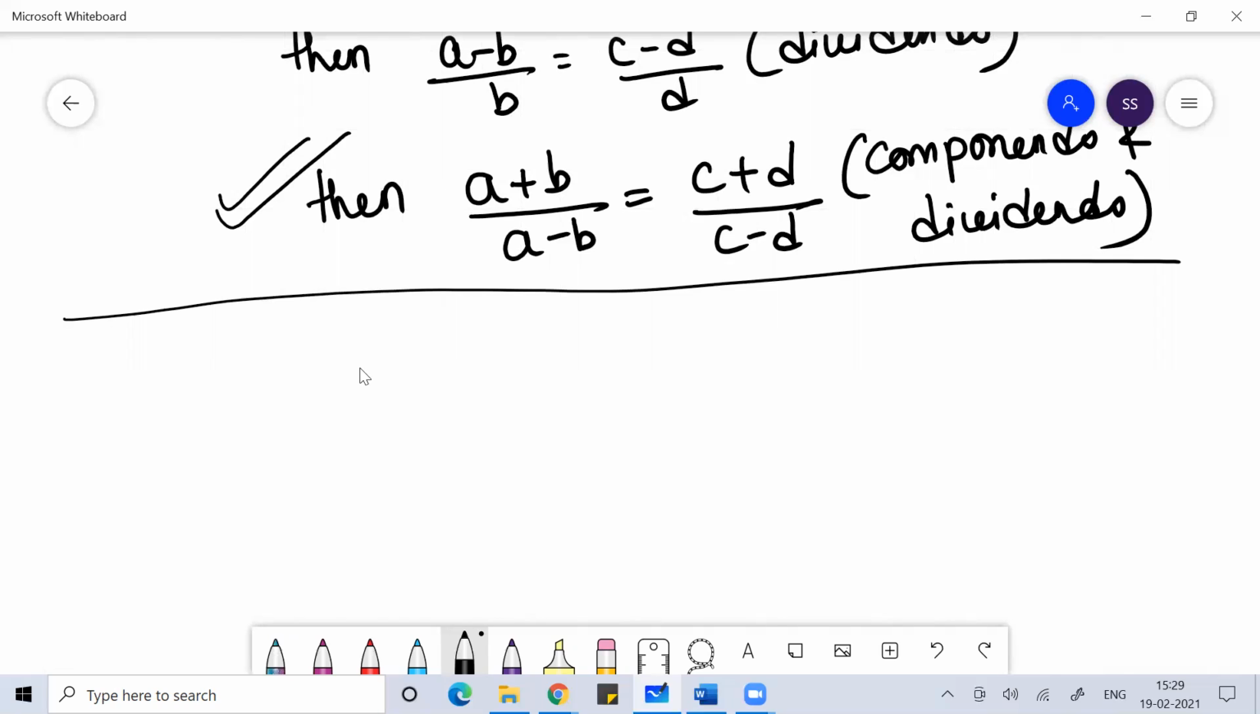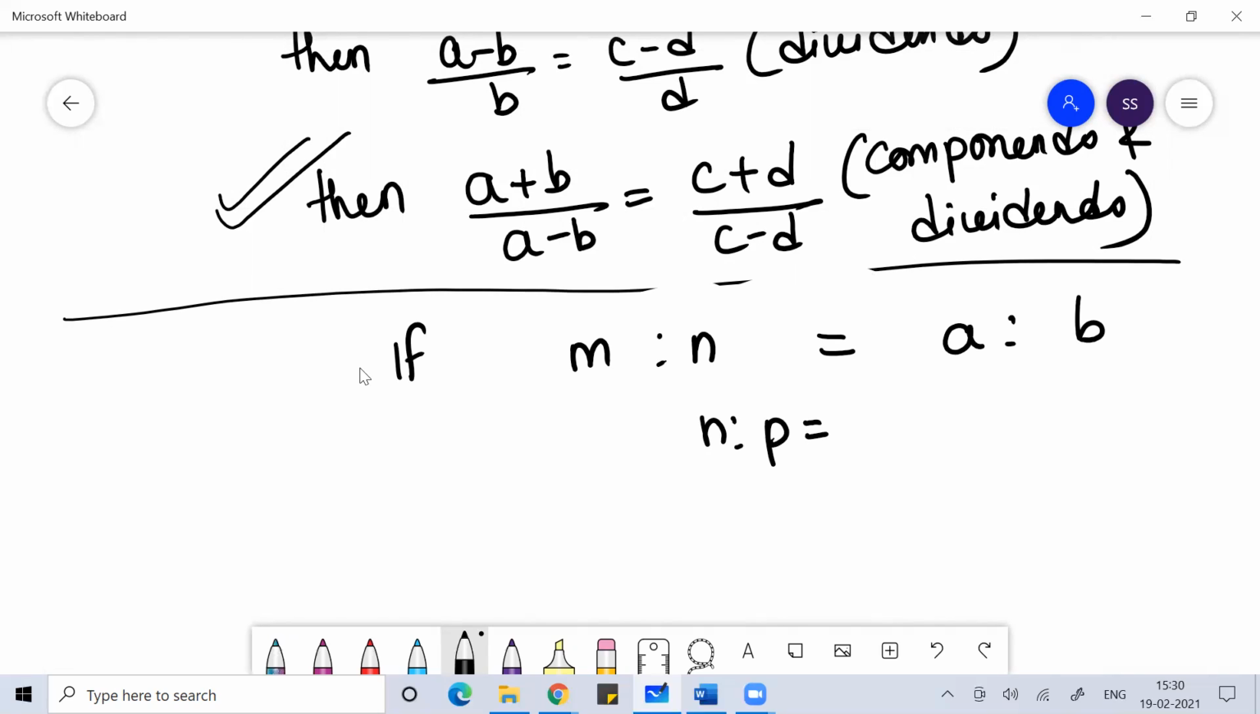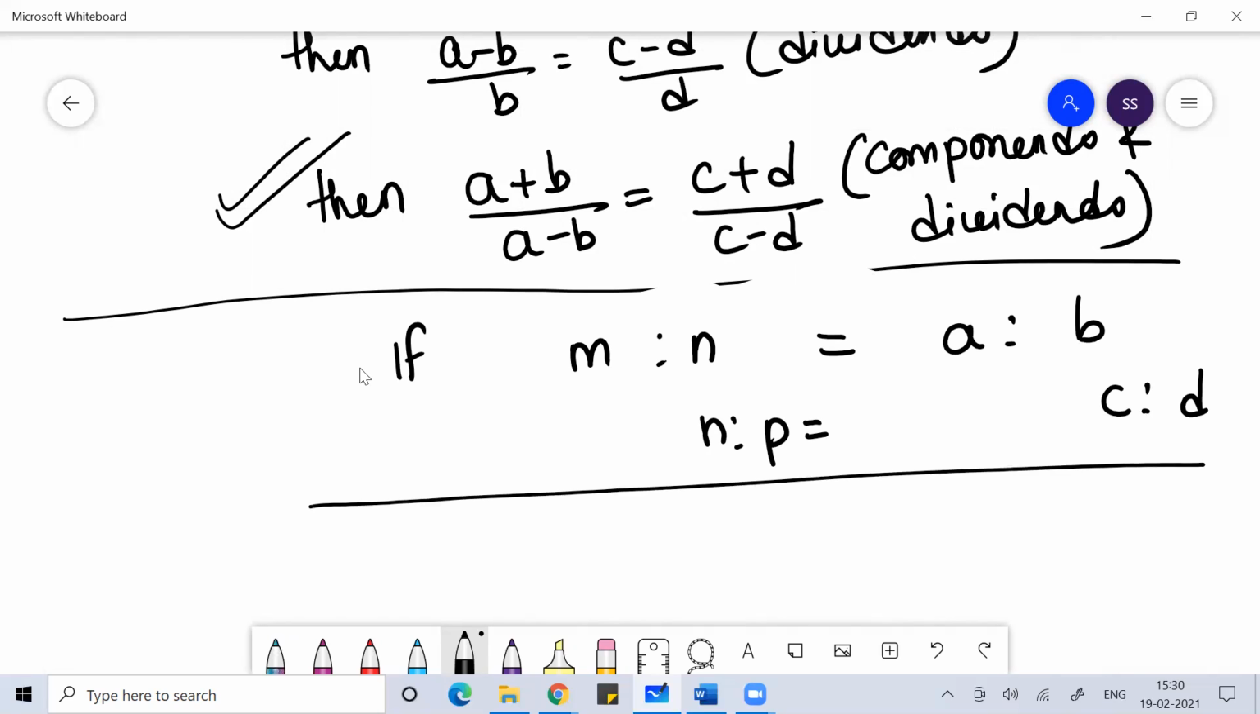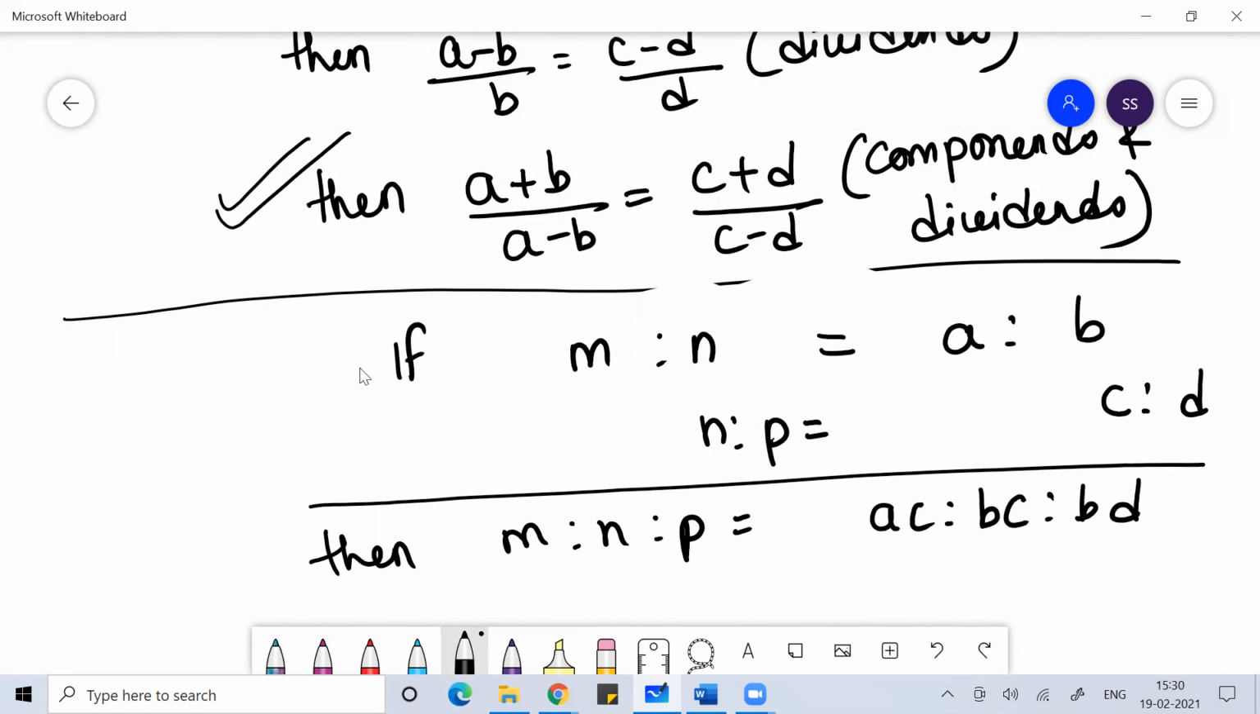Going further, you should know that if M is to N is equal to A is to B, and N is to P is equal to C is to D, then M is to N is to P will be AC is to BC is to BD. Please understand this.